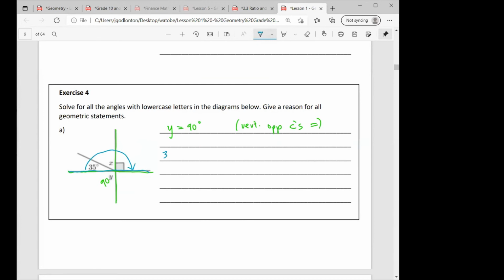and said, well, 35 plus X plus 90 needs to equal 180. Angles on a straight line, which means X is 180 minus 90 minus 35. And so X is 55 degrees.